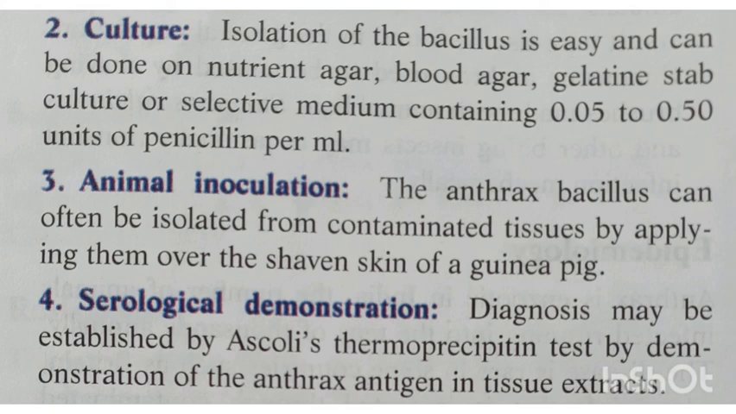The next method is serological demonstration. Here, the antigen of anthrax may be detected by the serological test known as Ascoli's thermoprecipitin test. This test is used to detect the Bacillus anthracis antigen. PA is an important antigen present in anthrax, right? PA means protective antigen factor. It is a fraction of anthrax toxin, which acts as an important antigen present in Bacillus anthracis, and this antigen can be detected using Ascoli's thermoprecipitin test.